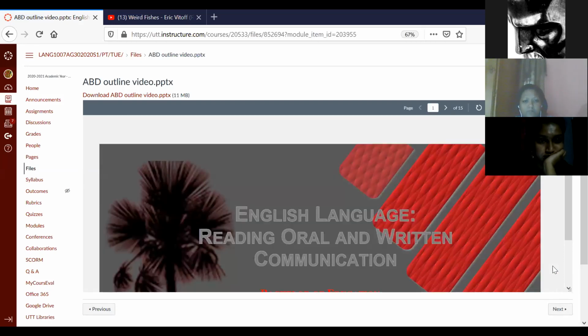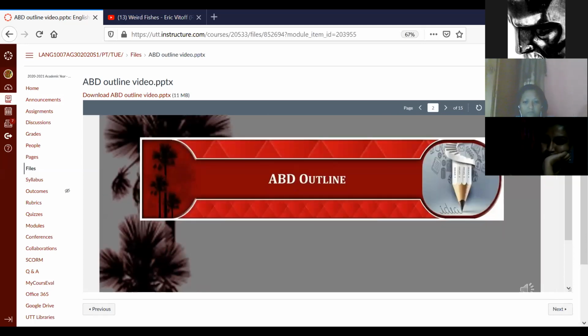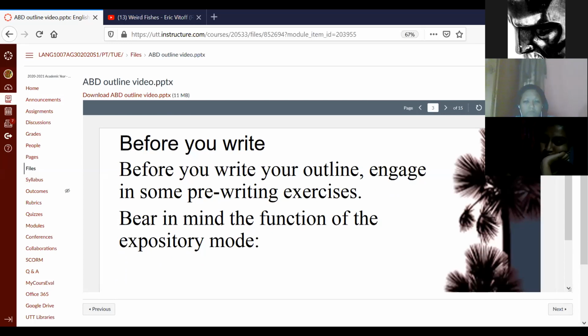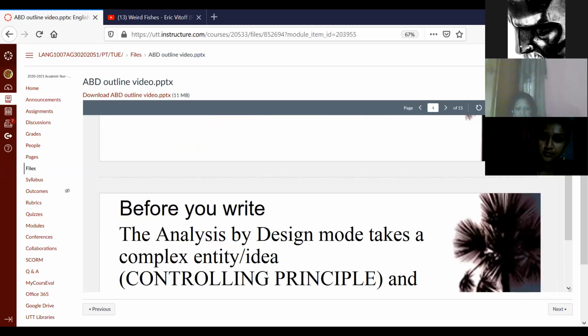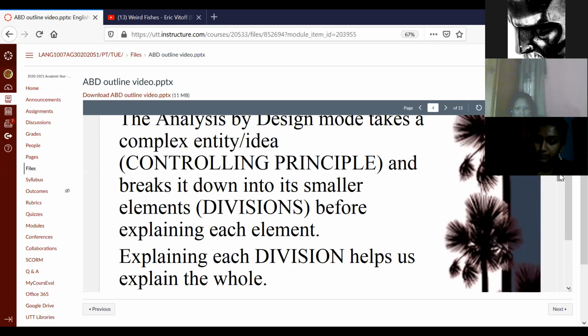And let's go through specifically writing an outline for an ABD. Just to remind you, the ABD is taking one large unit and breaking it down into its individual pieces so that you can explain what the large unit does. To do this, again, we have to find the controlling principle of the main unit as a whole. What is its function? When we identify what the function is, we break it down into its separate divisions.